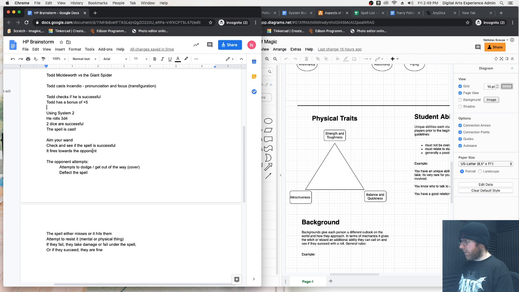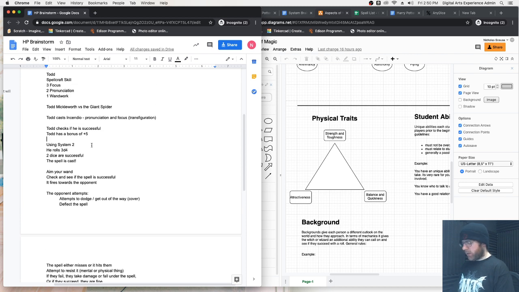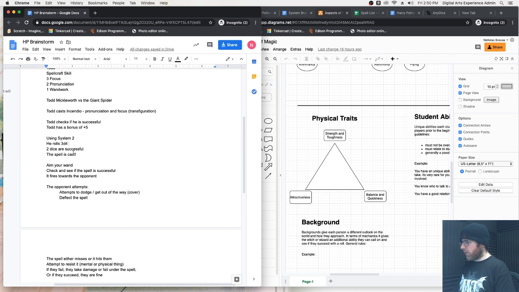But let's see. Aim your wand. All right, you're at the table. Actually, that's a good question. I need to come up with a name for the person running the game. You've got Dungeon Master for D&D, the Keeper for Call of Cthulhu. We need a name for a person running the game. Headmaster? I don't know. We'll play around with that. But all right, you're at the table.